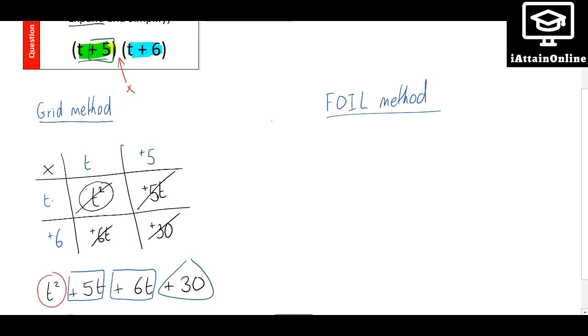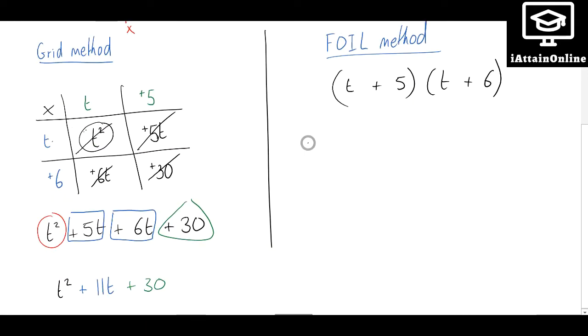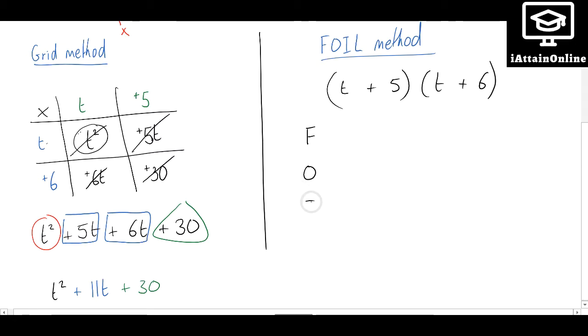The second method is, if I put a line down here, if I write out the question again, I've got t plus 5 and t plus 6. The reason this is called FOIL is because we're going to write FOIL down the side.